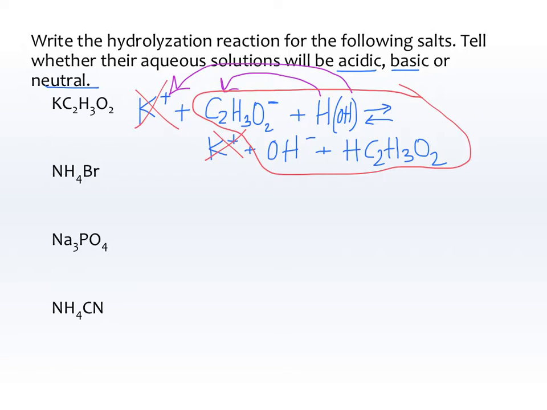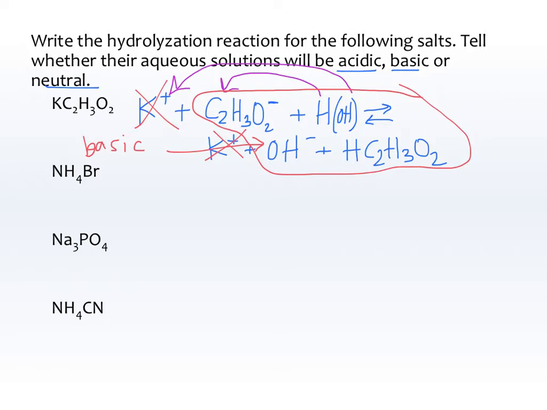That's why this is a weak reaction, because K plus is strong, the salt itself is strong, but the acetate ion is not strong. So now, will this be acidic or basic or neutral? Notice that there's an OH there, which should tell you that this is going to be basic, or it will be a base in solution. C2H3O2 minus is the conjugate base of a weak acid, which means it makes a base in solution.